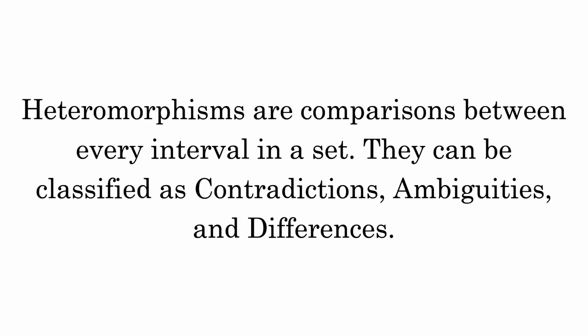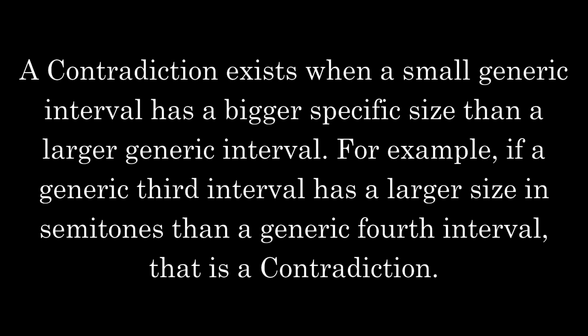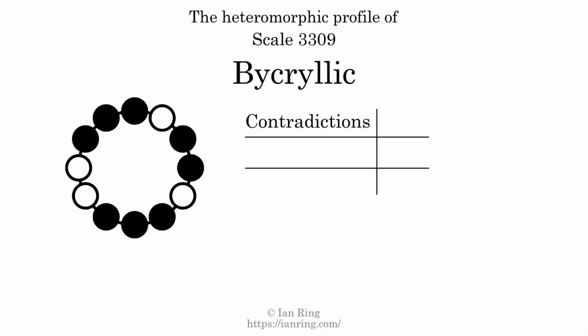Heteromorphisms are comparisons between every interval in a set. They can be classified as contradictions, ambiguities, and differences. A contradiction exists when a small generic interval has a bigger specific size than a larger generic interval. For example, if a generic third interval has a larger size in semitones than a generic fourth interval, that is a contradiction. The number of contradictions in this scale is 4.